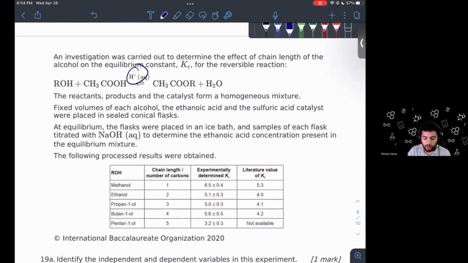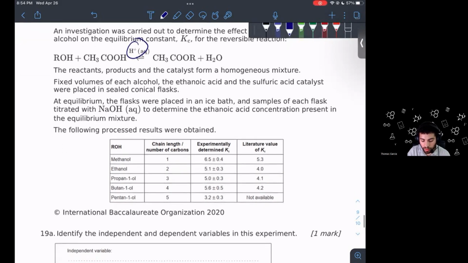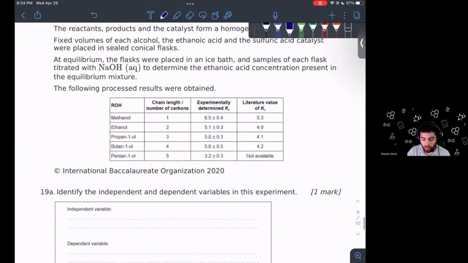Fixed volumes of each alcohol, ethanoic acid, and sulfuric acid catalyst were placed in sealed conical flasks. At equilibrium, the flasks were placed in an ice bath, and samples of each flask were titrated with NaOH to determine ethanoic acid concentration present in the equilibrium mixture. The following results were obtained, and we get this chart full of data. You'll actually notice that we have a couple things here. We have a Kc that is high at the top and it gets lower.